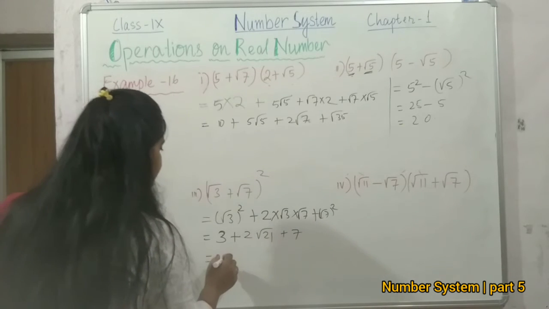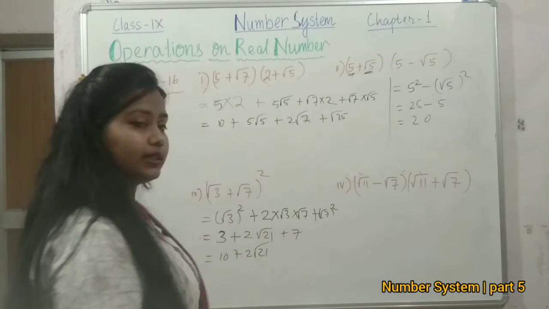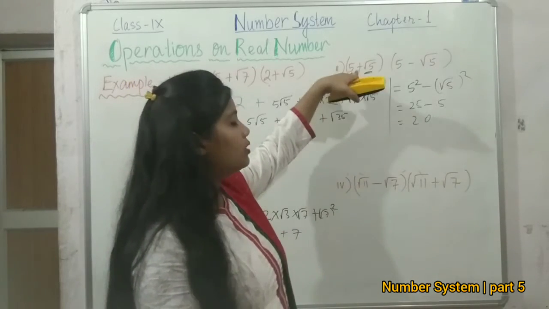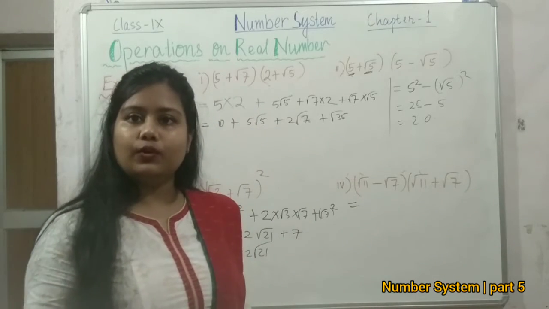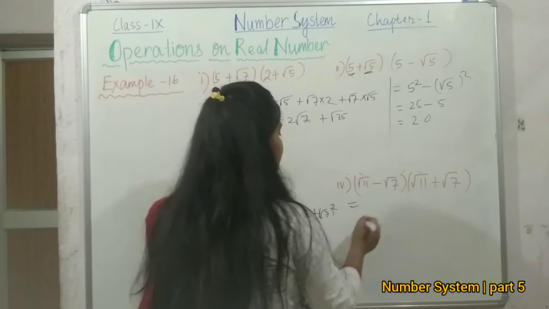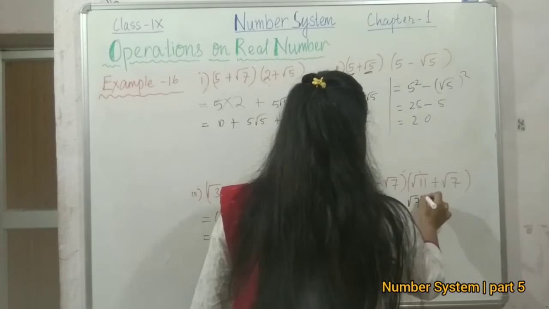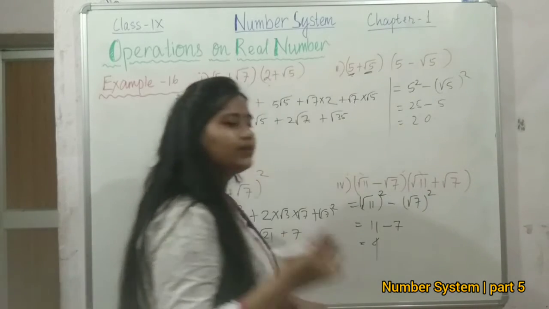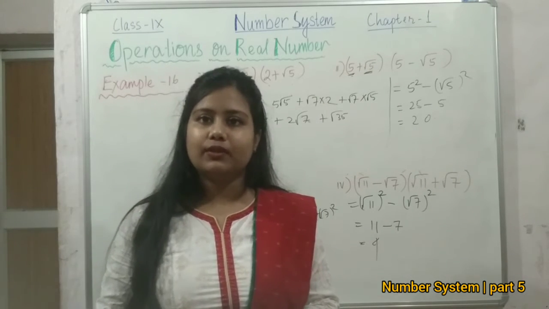Now add the rational numbers: 10 plus 2 root 21. I hope you are clear with it. Now solve this one. This will be solved in the same way as we solved bit 2. This is also of the form (a plus b) whole into (a minus b), and a is root 11 and b is root 7. a square, that is square of root 11, minus square of root 7. So it is 11 minus 7, that is 4. This is very simple. Now you can solve numbers 1 and 2 of exercise 1.5.